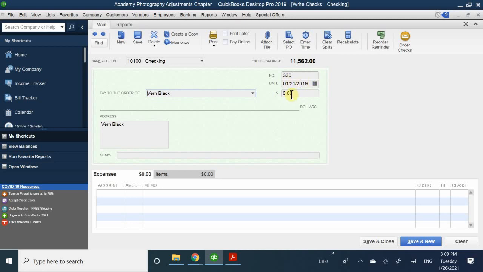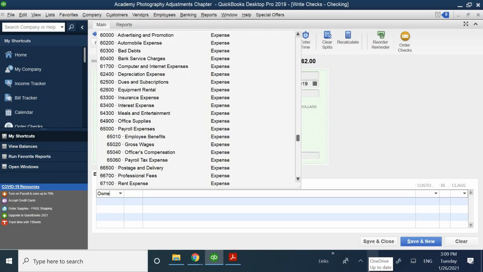Okay, this is fine here. So again, the account is going to be owner's draw. Do we even have an owner's draw account in here? I hope we do. Owner's draw. Owner's, oh no, we don't have owner's draw. So owner's draw.